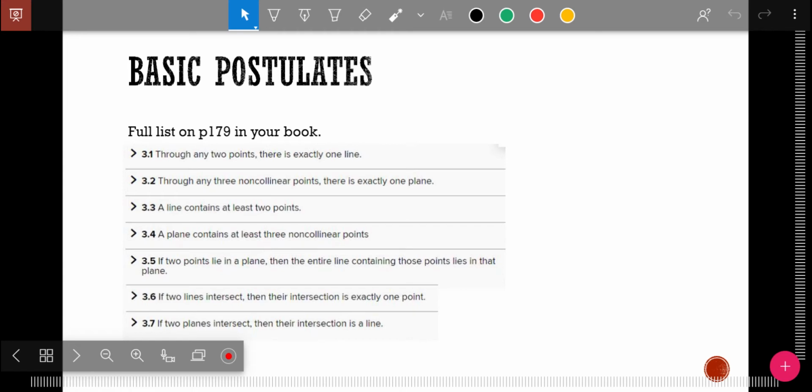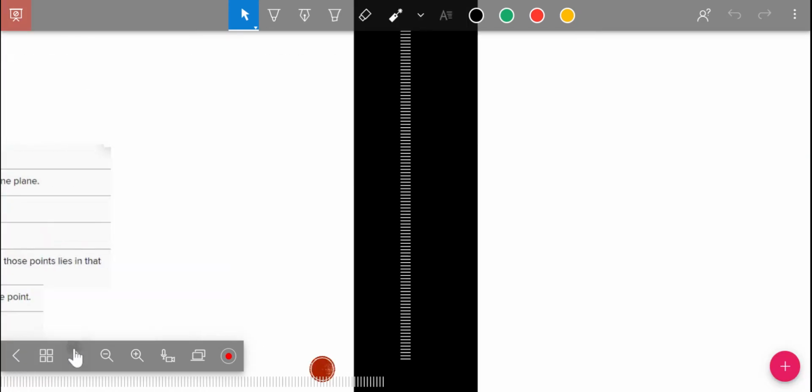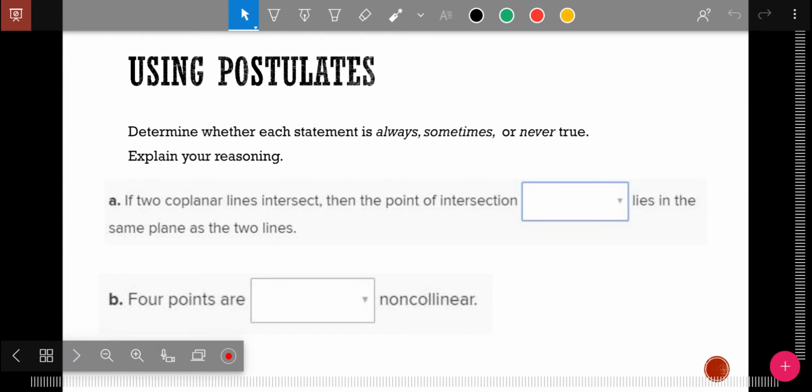Those are basically corollary to the first 2. If 2 points lie in a plane, then the entire line containing those points lies in the plane. If 2 lines intersect, then their intersection is a point. And if 2 planes intersect, their intersection is a line. And so we've had those before. Those are some basic postulates. And so the first kind of problems you're going to have are going to be either using them in some way, as always, sometimes, or never true.